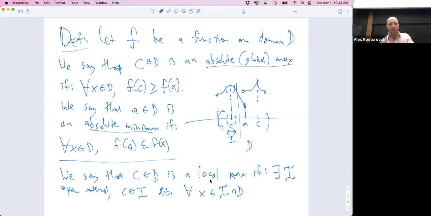We say that C is a local maximum if there exists an interval, so that when we localize to that interval, in other words, we only consider the points x in the domain that are in the interval also, then f of C is at least as large as f of x. Does that definition make sense? So in other words, if we restrict our attention not to the whole domain, but just to this interval I, there might be larger values of f outside of this interval, but at least in this interval, C is the dominant point.